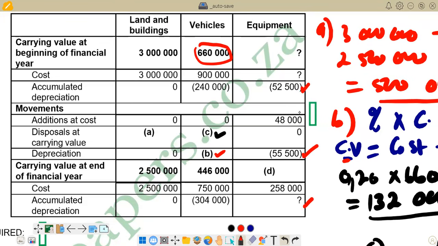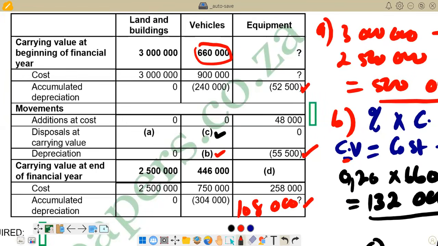We add 55,500, then we are going to get 108,000. So it means here we've got 108,000.